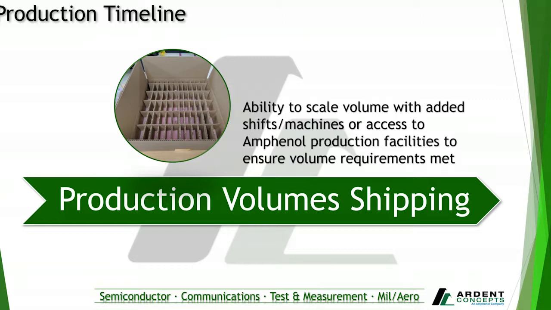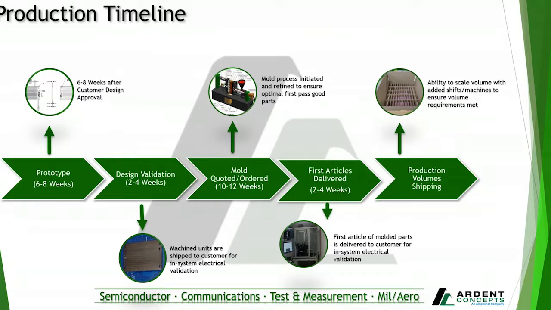So just an overview of the production timeline again: prototype, design validation, molding ordered, first articles of that mold delivered, and then production volumes we begin shipping. So you're looking at about a 3-month turnaround, give or take, for any type of real high volume application. And so we're happy to discuss that with you and help you with that and walk you through those steps. So certainly a path to high volume solutions as well.